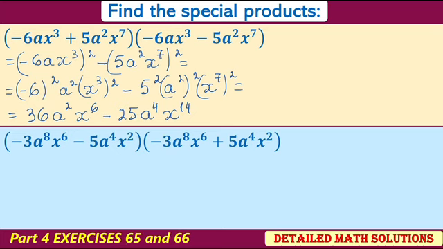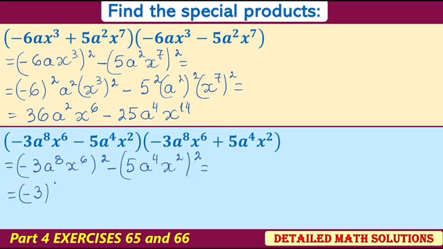In the next exercise, the term minus 3a to the 8th power x to the 6th power will correspond to the a in the formula, and the term 5a to the 4th power x to the 2nd power will correspond to the b in the formula. And when I use the formula, this equals minus 3a to the 8th power x to the 6th power in parentheses squared minus 5a to the 4th power x squared in parentheses squared.